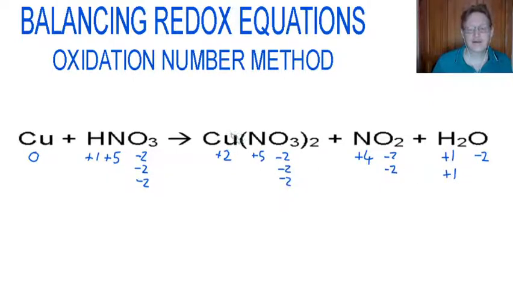So we can see there that the copper has changed oxidation state from 0 to plus 2, and the nitrogen from nitric acid to nitrogen dioxide has changed from plus 5 to plus 4. So if we just highlight those changes, the nitrogen plus 5 to plus 4, and that's a change of minus 1.